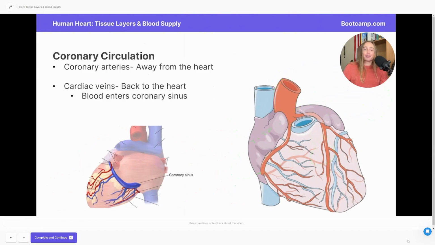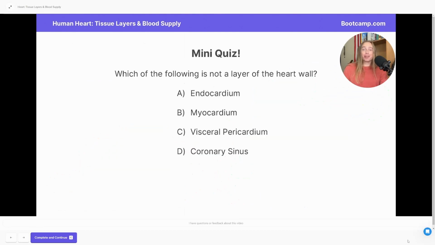The cardiac veins are represented in blue, and they're responsible for carrying back the oxygen-poor blood to a structure known as the coronary sinus. The coronary sinus is then where all of the blood will be drained back into the right atrium. Now that we've finished with the lesson, it's time for a mini quiz.